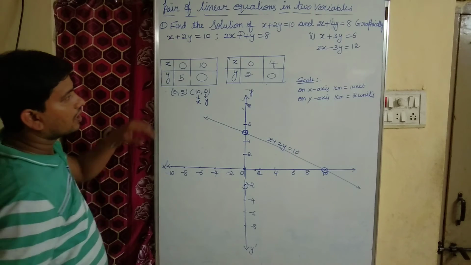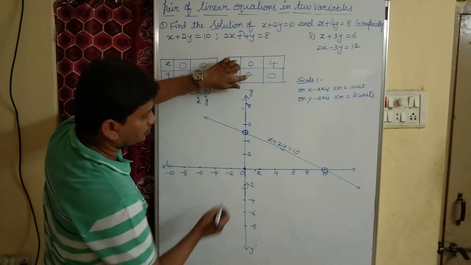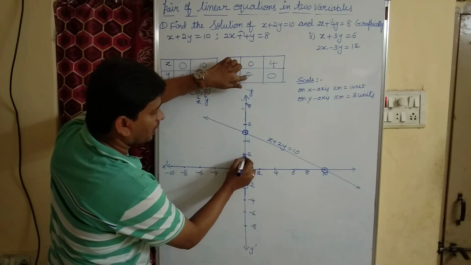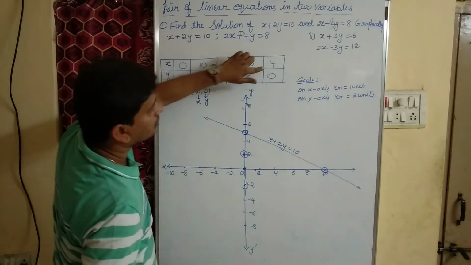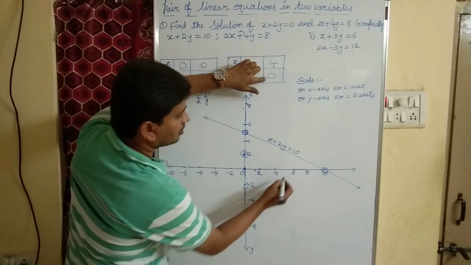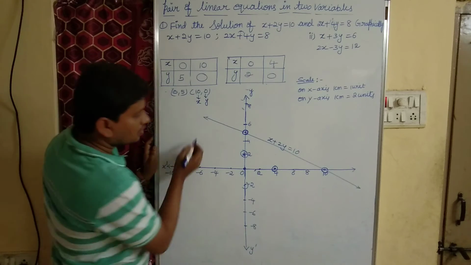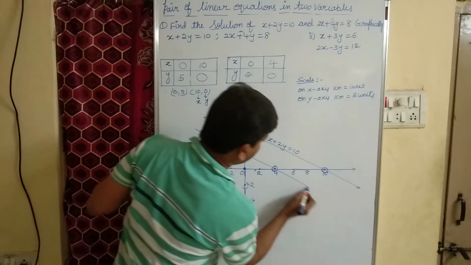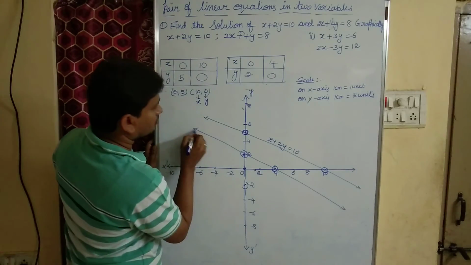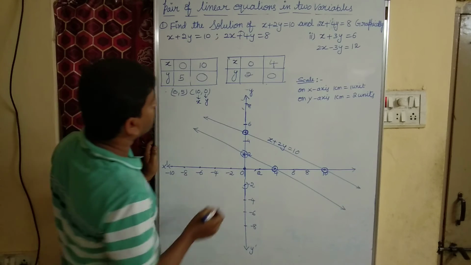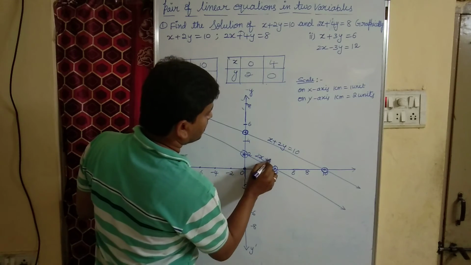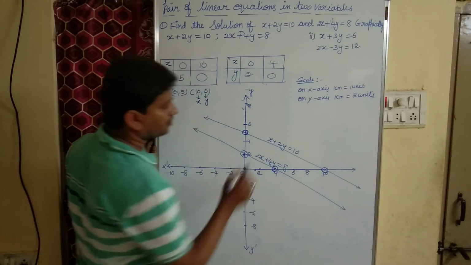Right? And the next coordinate is (0, 2). On the x-axis 0 and the y-axis 2. The second one is (4, 0). On the x-axis 4, on the y-axis 0. So let us join these 2 points. So this represents 2x + 4y = 8.